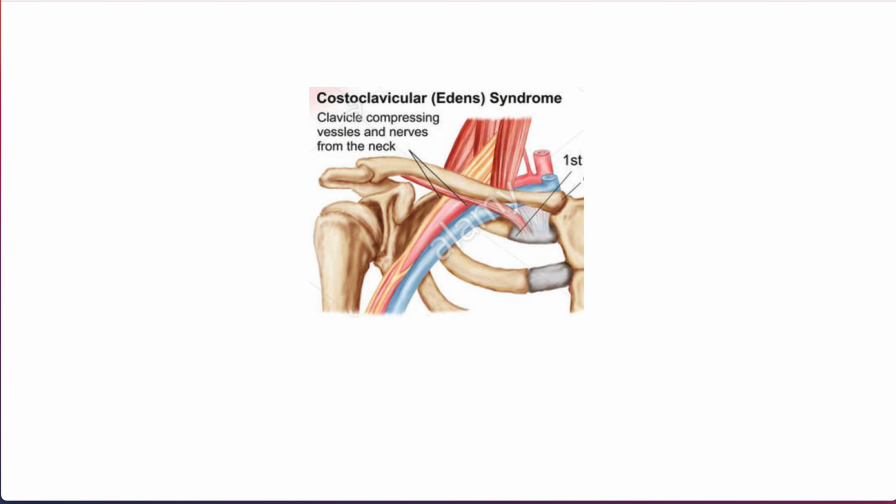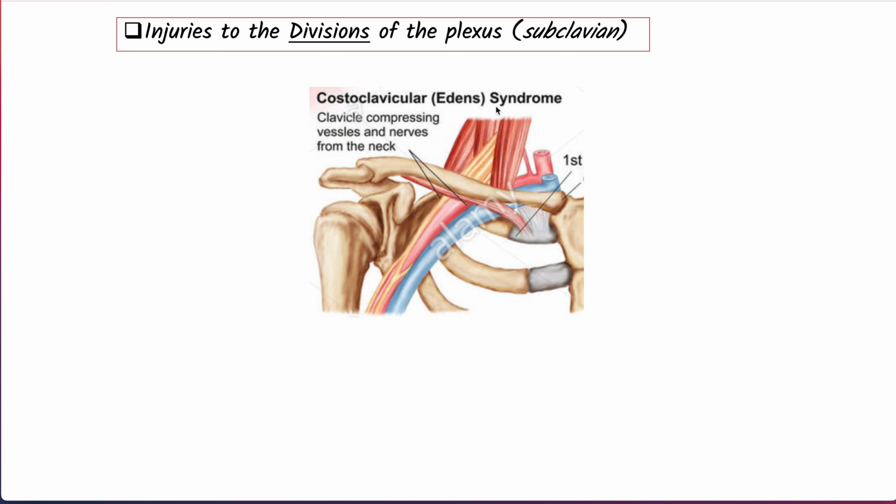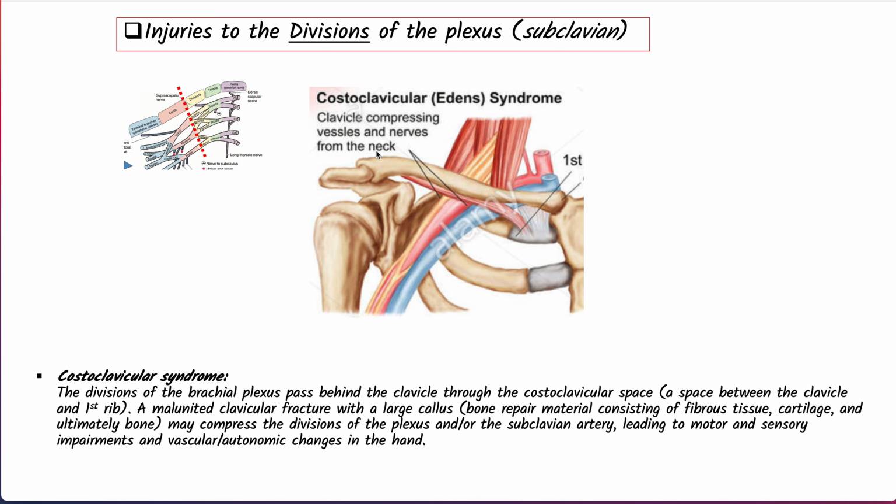Now let's look at costoclavicular syndrome, how it comes about. So when we have involvement of my divisions, and what divisions are we talking about, we have discussed today, we have talked about the anterior divisions and posterior divisions. If the injury is at that level, what could be the causes, what are the situations? So now we can have costoclavicular syndrome.